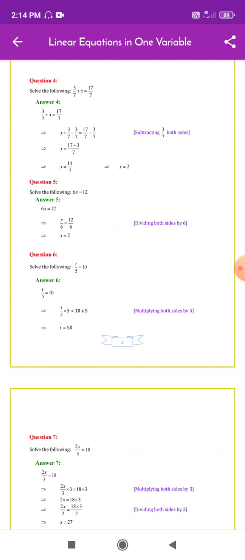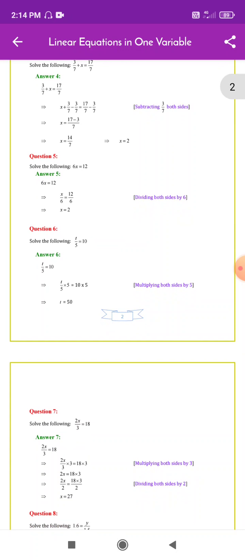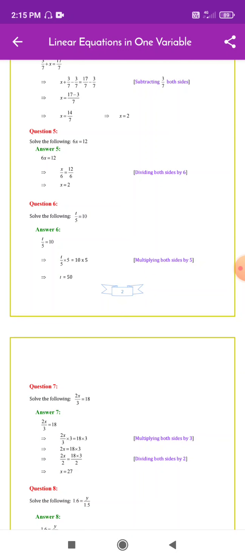Plus 3 upon 7 and minus 3 upon 7 give 0, so x will remain. x equals 17 minus 3 upon 7. The LCM is the same because 7 is the denominator on both sides. So x equals 14 upon 7, since 7 times 1 is 7 and 7 times 2 is 14, so x is 2. Okay, in the same way, question number 5 also.